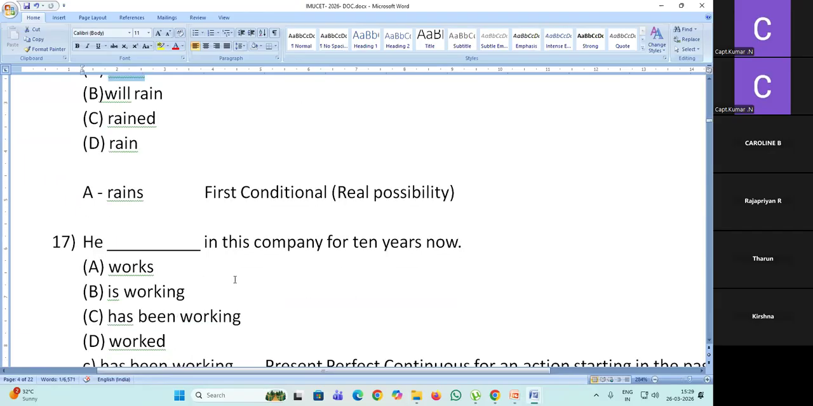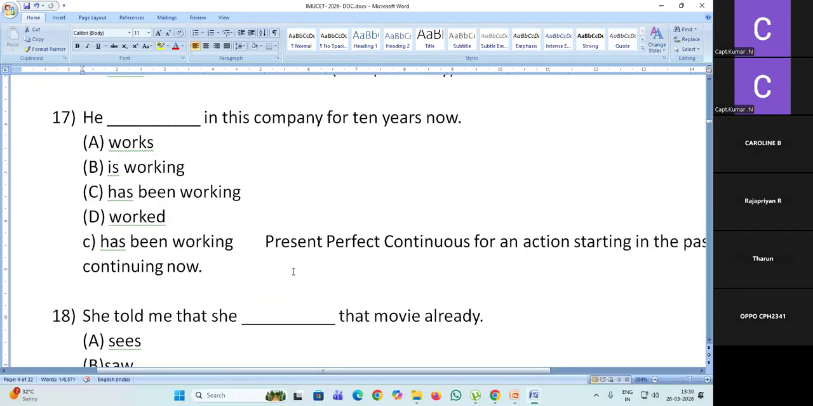Now this one, he dash in this company for 10 years now. So for 10 years, duration is mentioned. That means definitely it is perfect continuous. Okay. So what is perfect continuous? He has been working in this company for 10 years now.